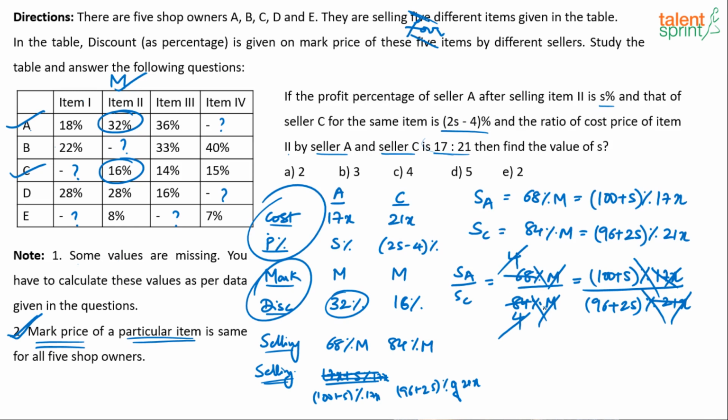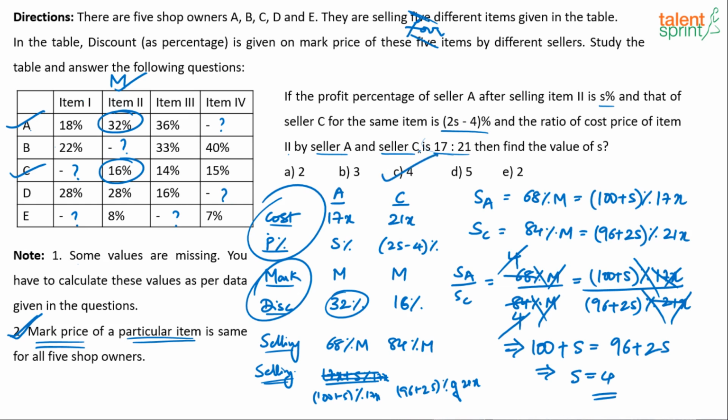What do we get now? 100 plus S equals 96 plus 2S. From this, S is going to be 4. S will be equal to 4. That's your answer. 4 is option C.